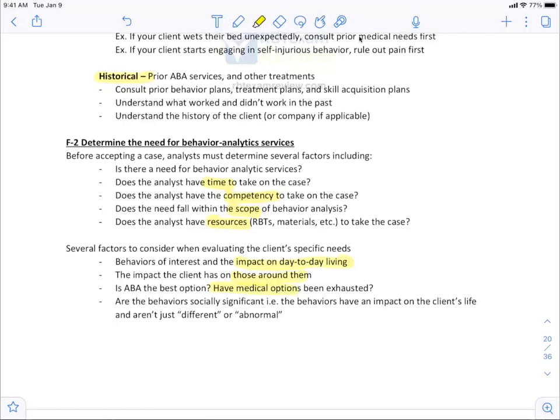And then, are the behaviors socially significant? Do they have an impact on the client's life? And not just because the client is quote unquote different or abnormal. We're not trying to make robots. We're not trying to make quote normal people. Okay, we're trying to target socially significant, impactful behaviors that are going to change the lives of that person and the people around them. Socially significant, one of the most important terms in our vocabulary.